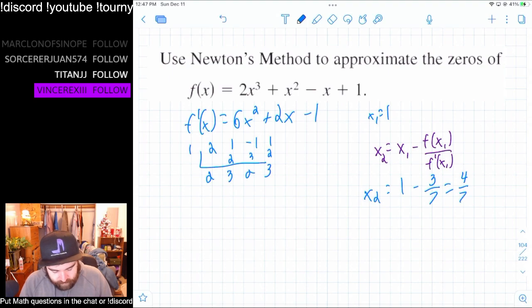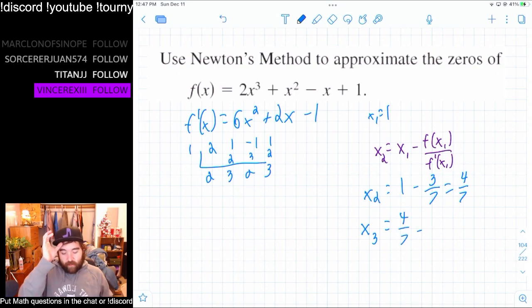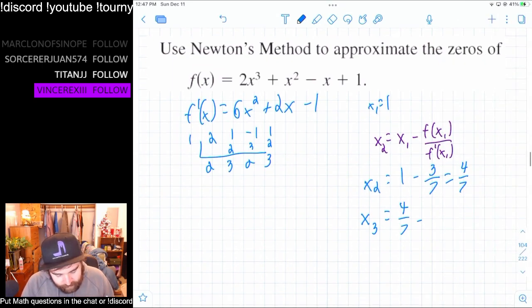So that's 4 over 7. X3 is 4 over 7 minus... Oh my gosh. I mean, how hard do they want us to approximate these zeros? Should we be looking at a graph? I just feel like that's a lazy way to do it.